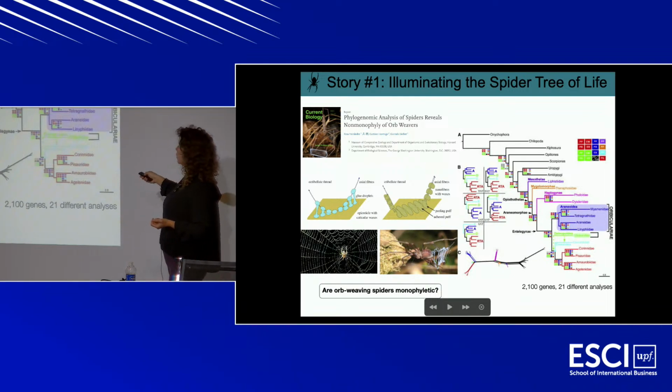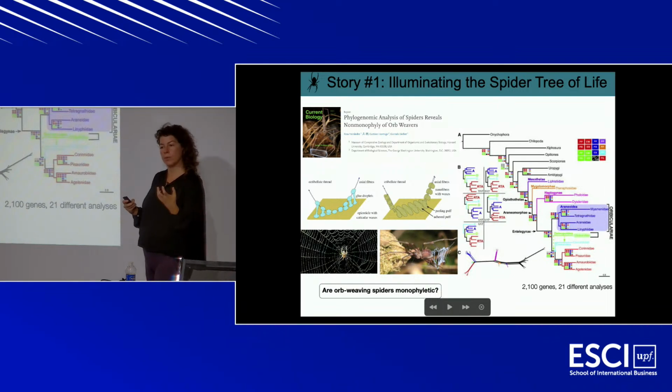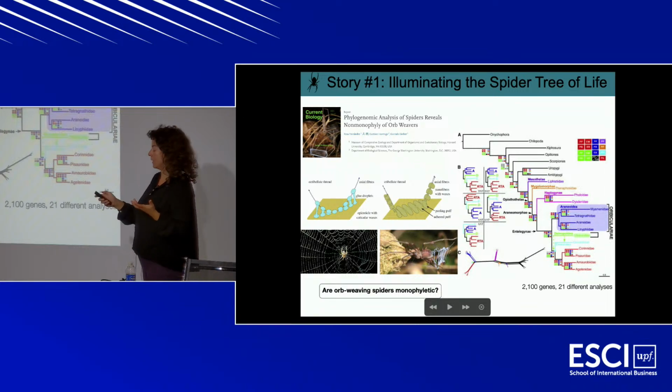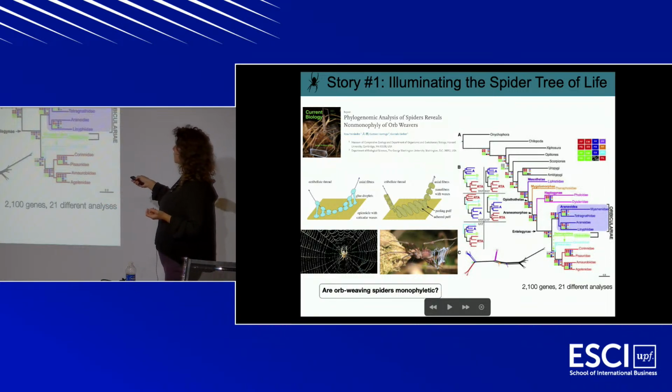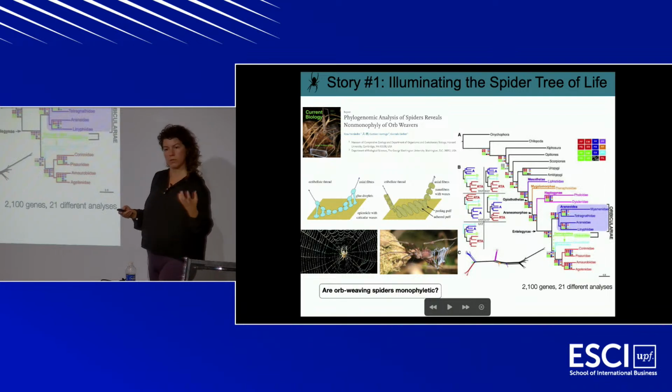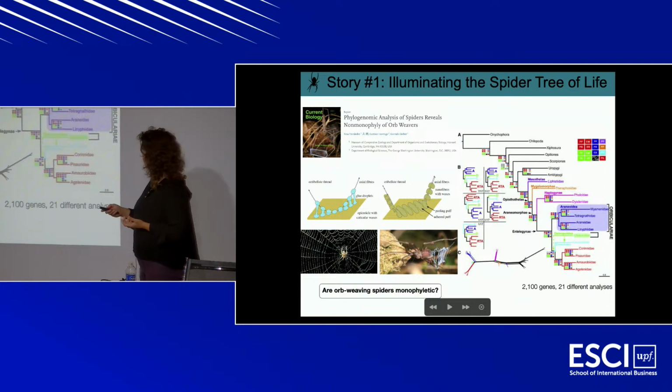And if you see color, it means that there was very strong support in every single analysis for that. So when we see something like this, it's like, okay, all the analyses were congruent with that node being strongly supported, so we can believe that.